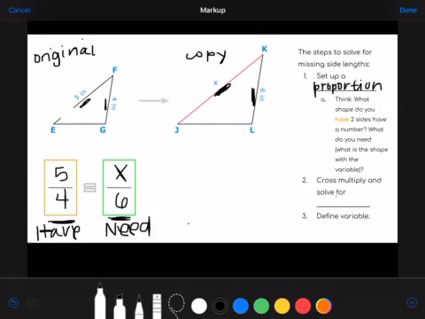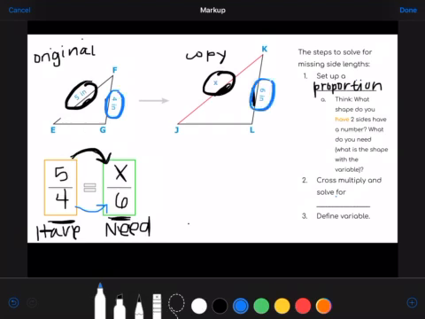And the reason that I put the 5 with the X is because these are corresponding parts. So here's 5 and here's X. Those are corresponding parts. So that means they are going to go on the top and they're going to be across from each other in my proportion. And then I have 4 and 6 here because 4 and 6 are also corresponding parts. So it's important when we're setting up our proportion that our corresponding parts are across from each other.